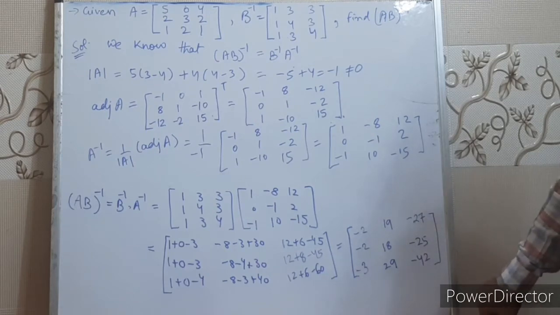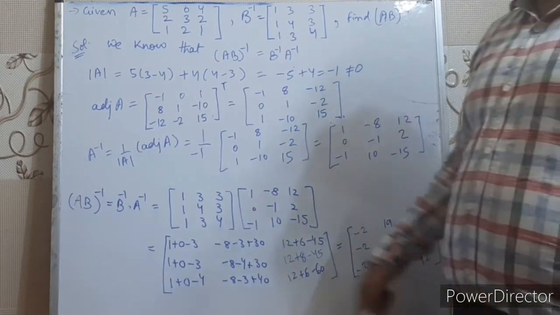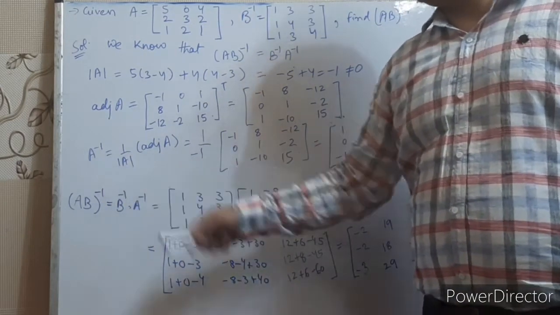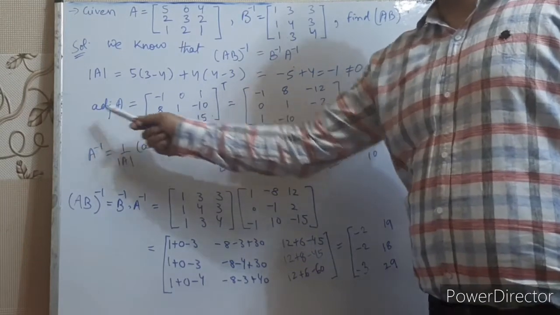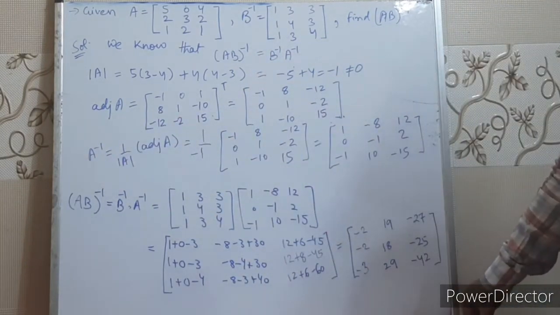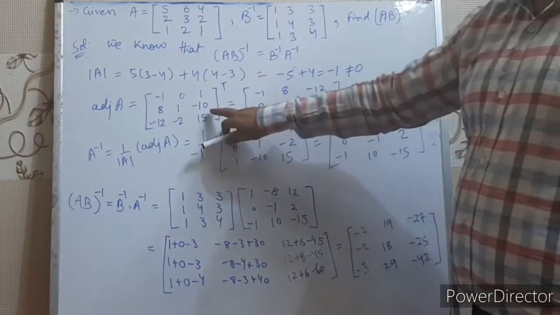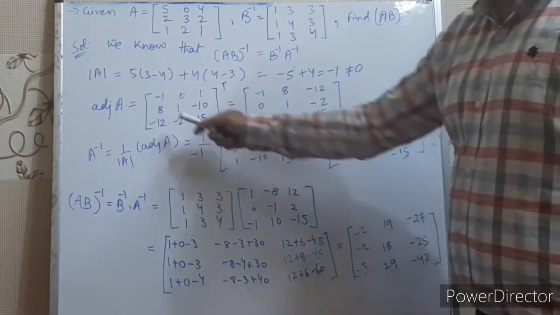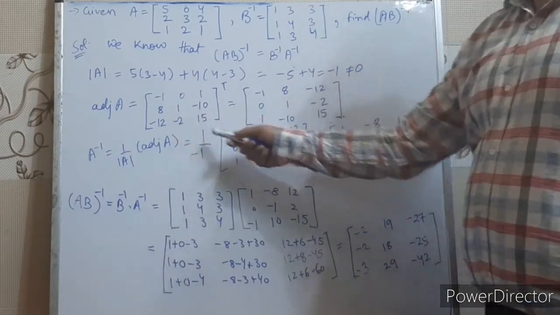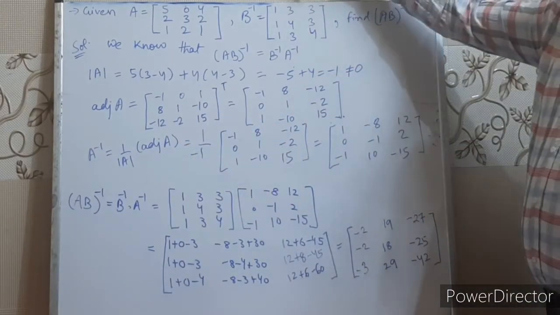How are we going to find the inverse? By applying this formula, adjoint A upon determinant of A. So, for calculating the value of adjoint A, what will we do? We'll make the cofactor matrix and then take the transpose of that matrix. For finding the cofactors of every element, we know how to calculate the cofactors.